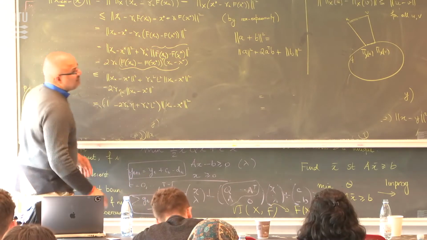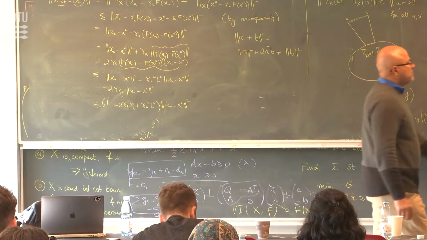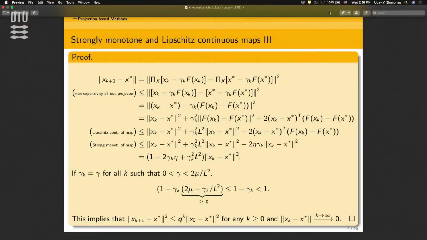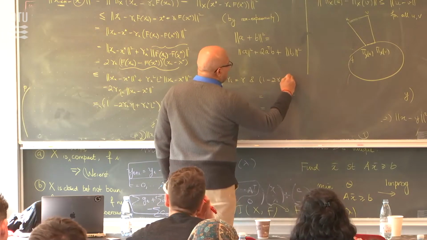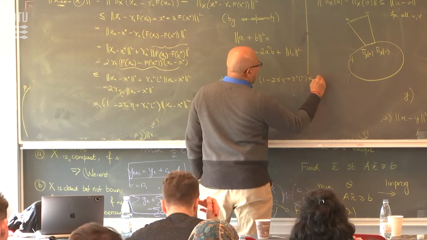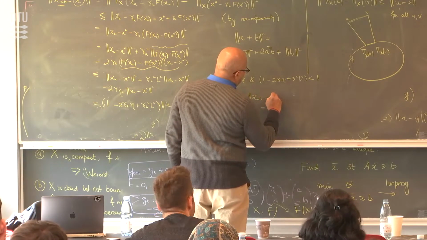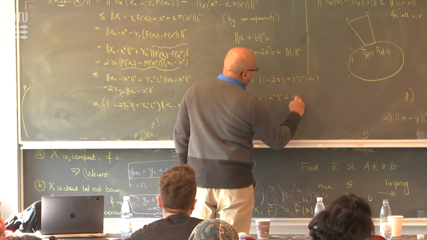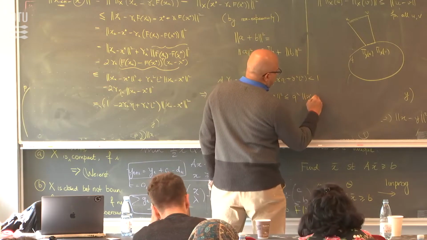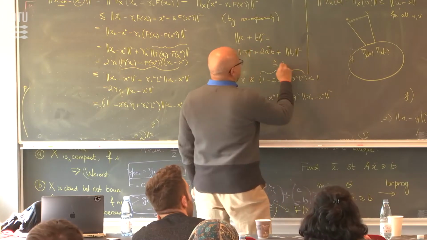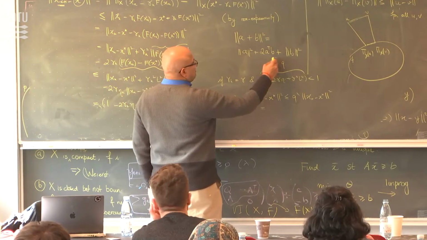Okay, and that's the result. You can see it's not a difficult result, it's relatively short, which implies that if gamma_k is equal to gamma and 1 minus 2 gamma eta plus gamma squared L squared is less than 1, then you have that ||x_{k+1} minus x*|| is less than q raised to k times ||x_0 minus x*||squared, where this is defined as q. This just means "defined as."